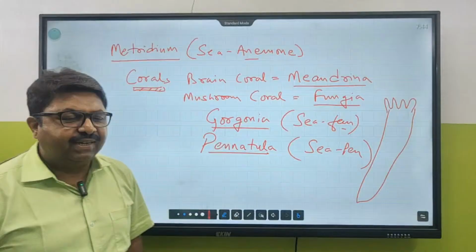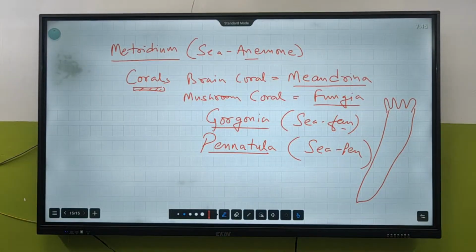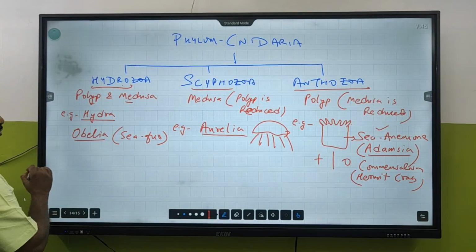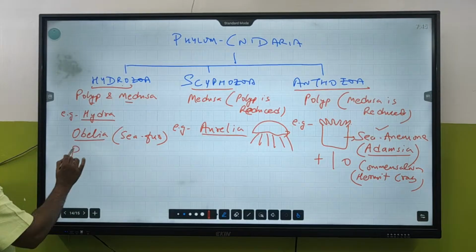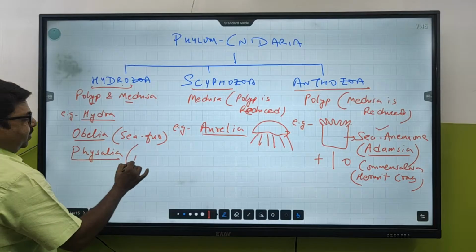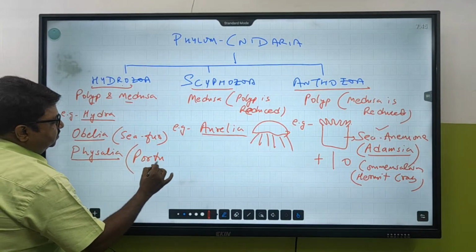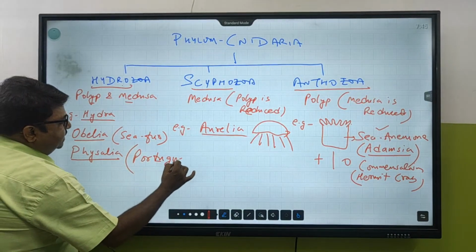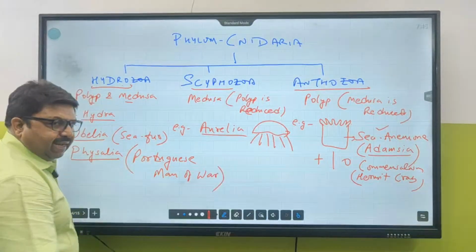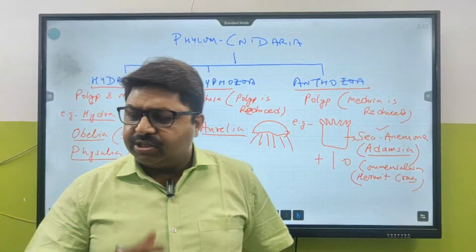Very good. So this is Gorgonia, Pennatula, sea anemone. Okay, we are missing a point about Hydrozoa, and that is Physalia. See in your book, Portuguese man of war. They actually look like that.